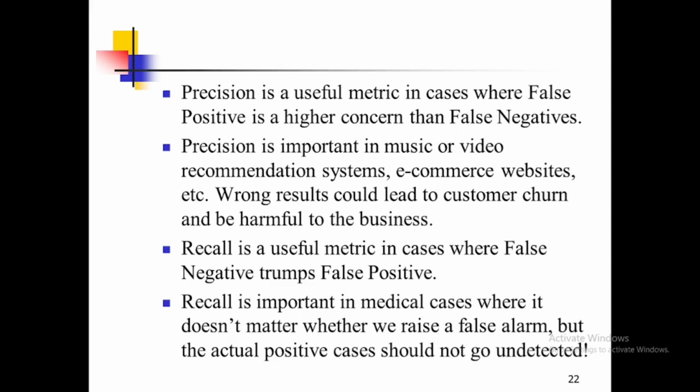Precision is a useful metric in cases where false positives are a higher concern than false negatives. Precision is important in music or video recommendation systems, e-commerce websites, etc. Wrong results could lead to customer churn and be harmful to the business. Recall is a useful metric in cases where false negatives trump false positives. Recall is important in medical cases where it does not matter whether we raise a false alarm, but the actual positive cases should not go undetected.